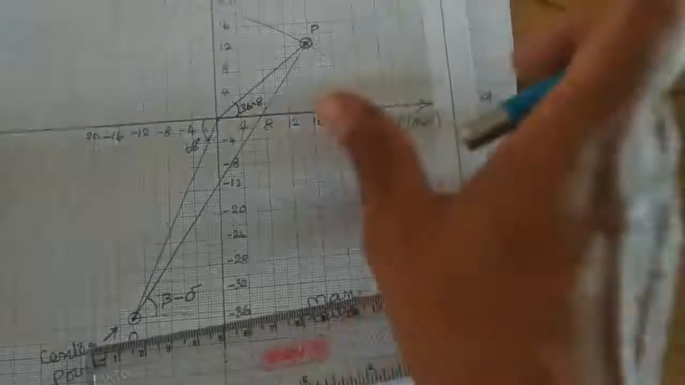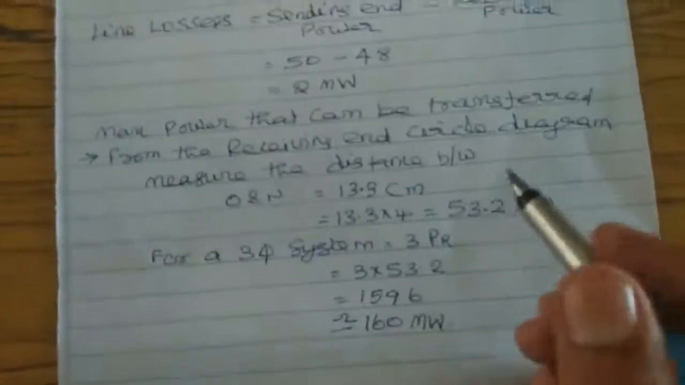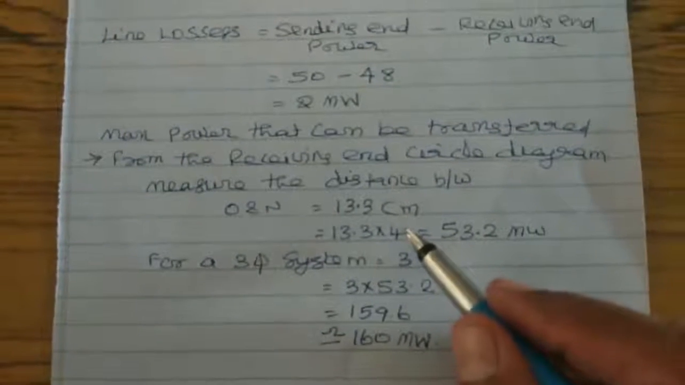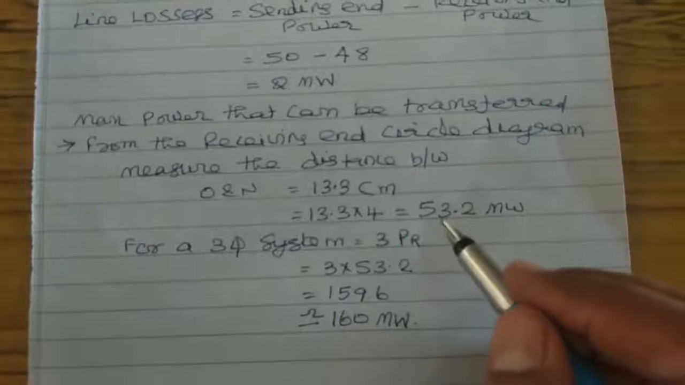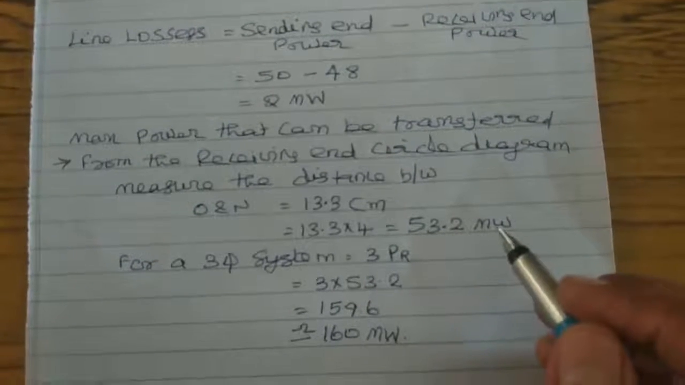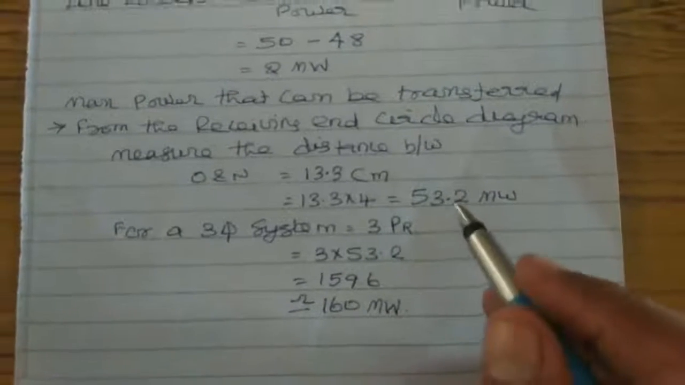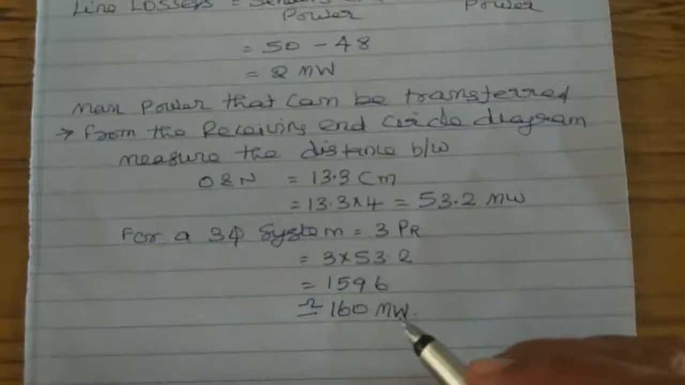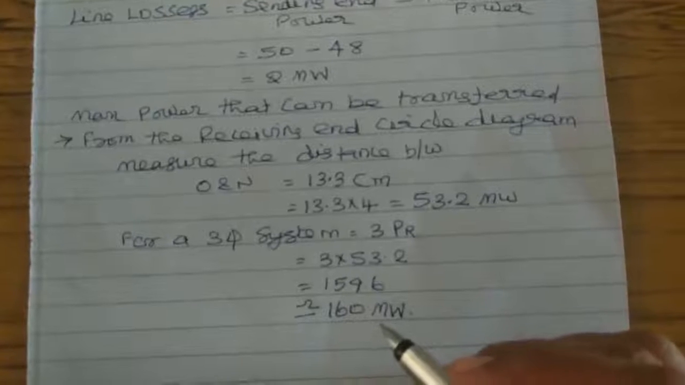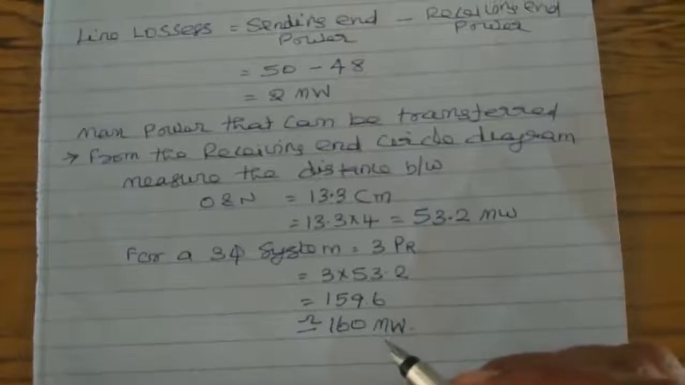This gives approximately 13.3 centimeters. So multiply, 1 centimeter equal to 4 MVA, so 13.3 into 4, we are getting 53.2 megawatt. For a three-phase system, multiply this value by 3 and we are getting 160 megawatt. So the maximum power transferred is 160 megawatt.